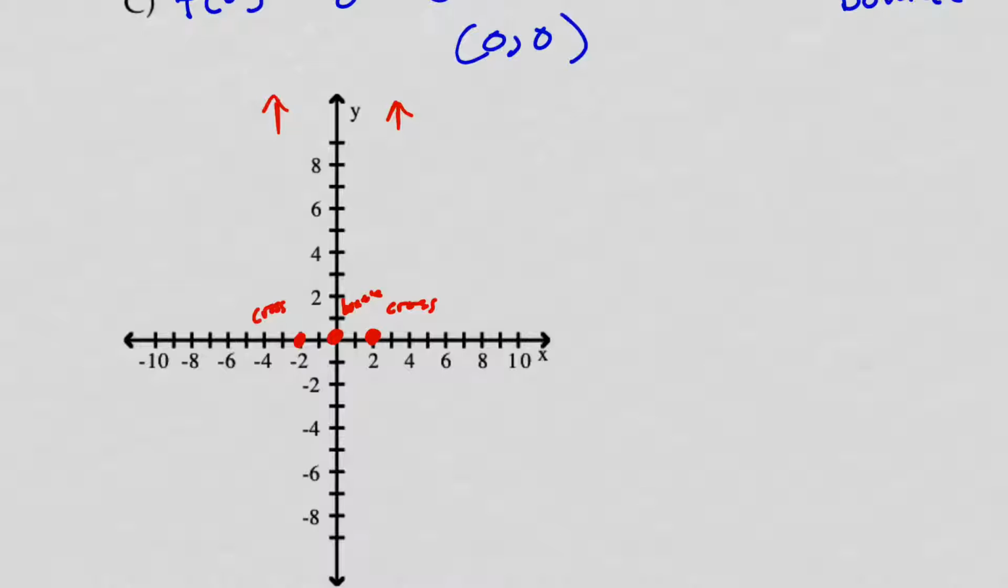Okay. So this means that as we draw this, we're going to cross that -2, and then we're not going to cross the y-axis. We're going to come back up, hit this 0 and bounce, or touch and turn. And then we got to go back up and cross because our end behavior says we got to go up. And there it is. Okay?